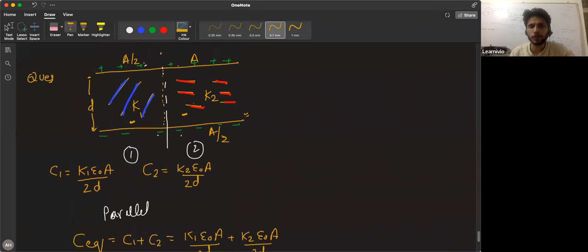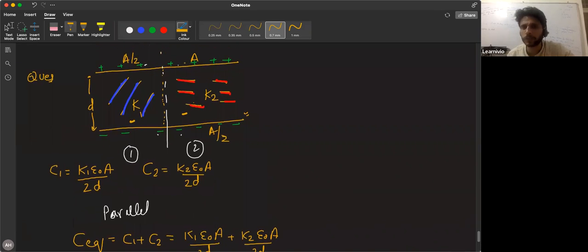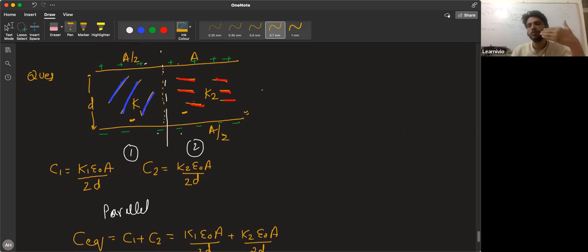So if the positive plate of one capacitor is connected with the positive of another, that means your capacitors are connected in parallel. There is one more method to directly decide whether capacitors are in series or in parallel for this particular type of question where plate is given and two or more different dielectrics are given. So in the question, if area divides, then capacitors are in parallel.